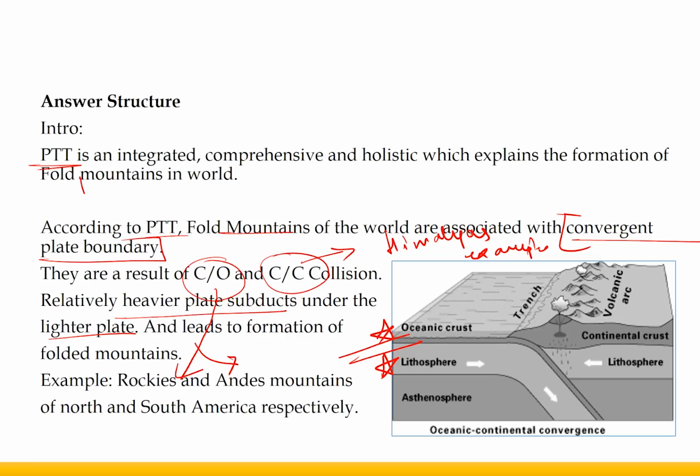One is plate tectonic theory, second is convergent plate boundary, third is continental oceanic, fourth is continental continental collision, fifth is examples. This is your answer. Sixth important thing is your diagram. So this is the first part of the answer.